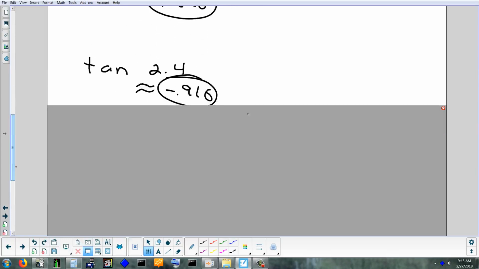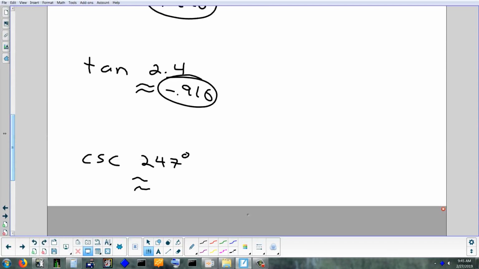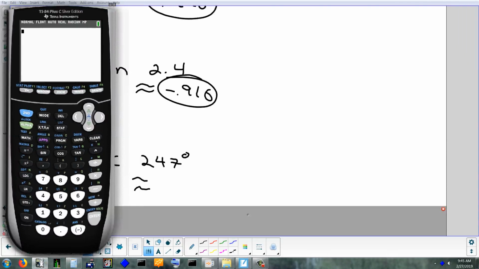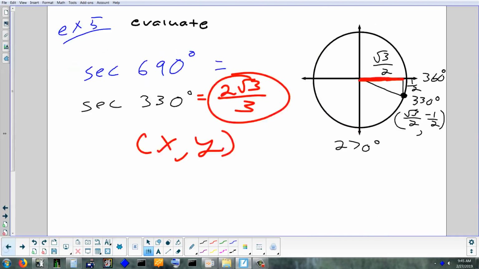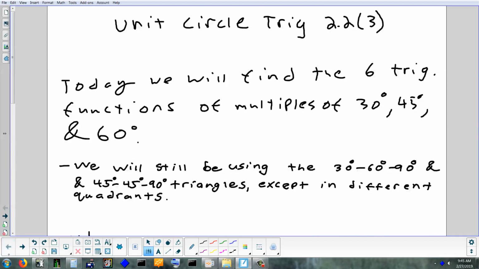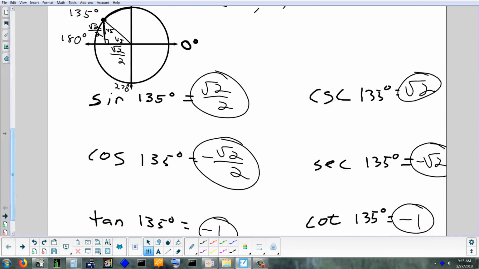Okay, let's look at this one. The cosecant of 247. So CSC, if you look at your calculator or mine, is there a button on there that says CSC? No. So you can still type it in, but there is no button for CSC. So think about when we did problems in class. Let's go back to one that we did earlier. How did we get the CSC there? What did we do?